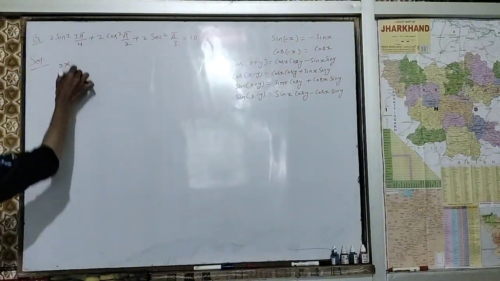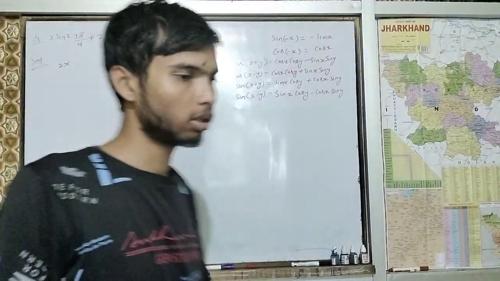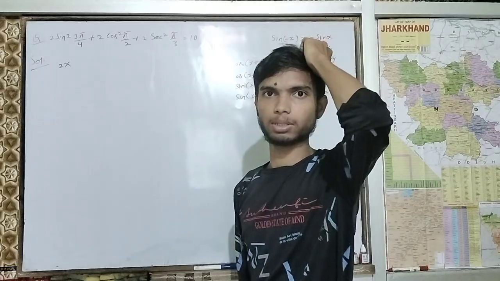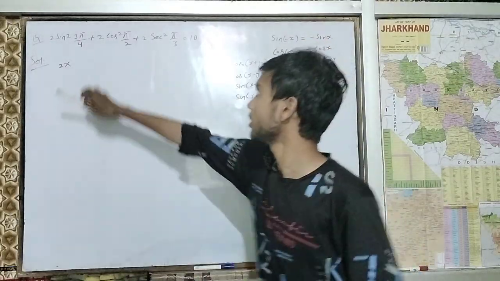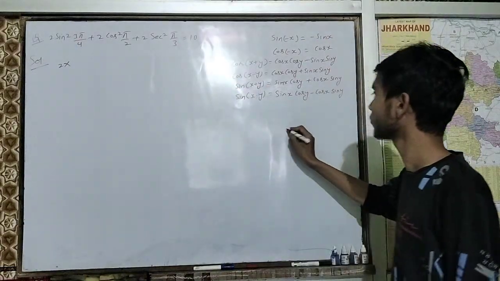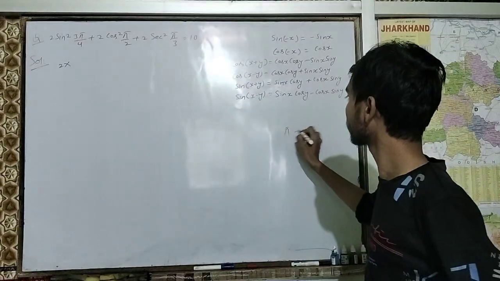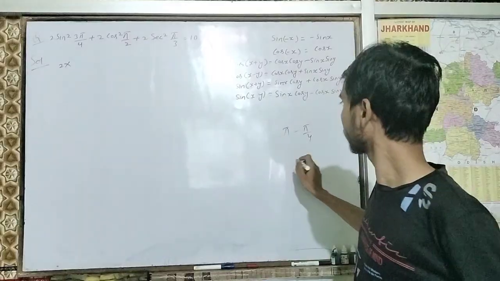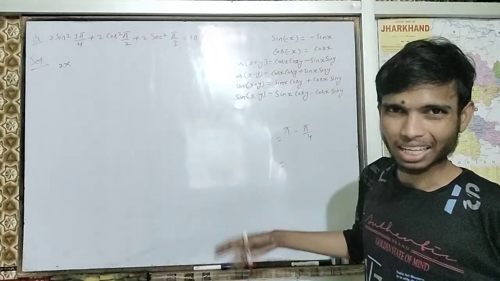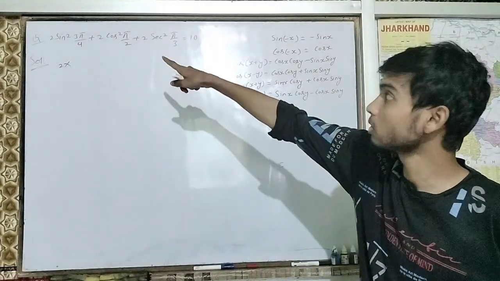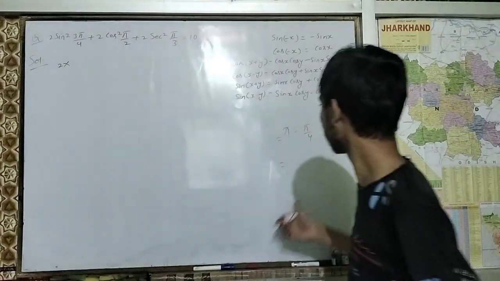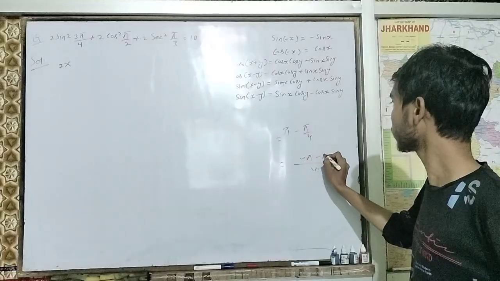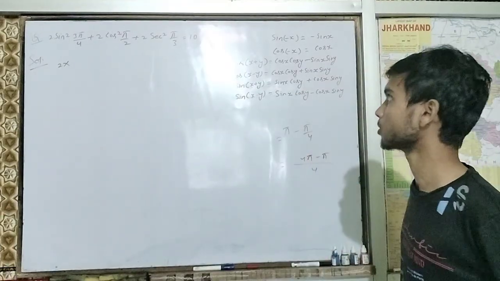Here this radian is 3 pi upon 4. It can be written as pi minus pi upon 4. If we write like that, will it be equal to this 3 pi upon 4? Let's check. It is 4 pi minus pi over 4. Yeah, this is equal to that much.